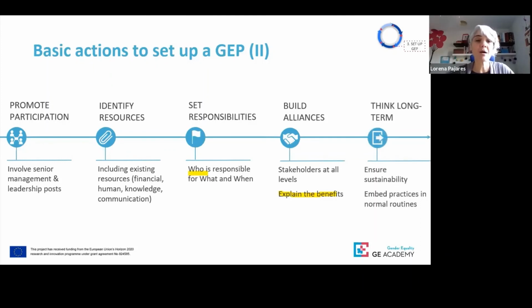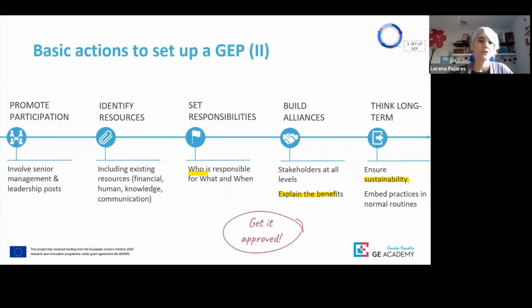And then we need to think long-term. We need to think about sustainability. We need to ensure sustainability here. Bear in mind that the resources to promote gender equality are never unlimited, and neither is the duration of our gender equality plan. So we need to ensure the sustainability of our actions. And for that, it's important to design them to embed practices in the normal routines and normal procedures and policies of the organization. So we can either change the existing ones, or we can structurally complement them with new ones, okay?